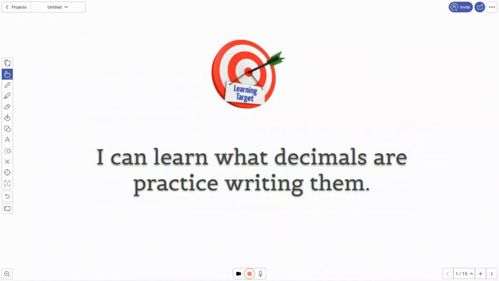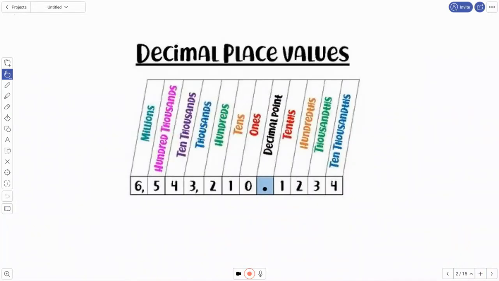All right, so our learning target for today is that I can learn what decimals are and practice writing them. So you just watched a video on kind of what decimals are. Decimals are how we work with numbers that are in between whole numbers. So if we have half of something or we have just a part of something, decimals are how we work on that. Okay, so that is our goal for today.